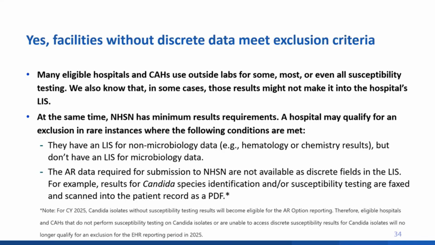Or the AR data for submission to NHSN are not available as discrete fields in the LIS. For example, results for the Candida species identification and/or susceptibility testing are faxed and scanned into the patient record as a PDF. And it's also important to note for calendar year 2025, Candida isolates without susceptibility testing results will become eligible for the AR option reporting.